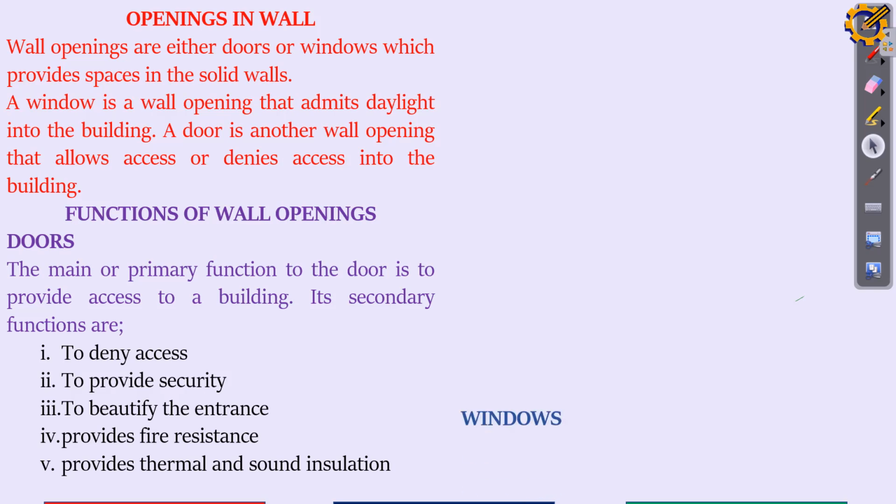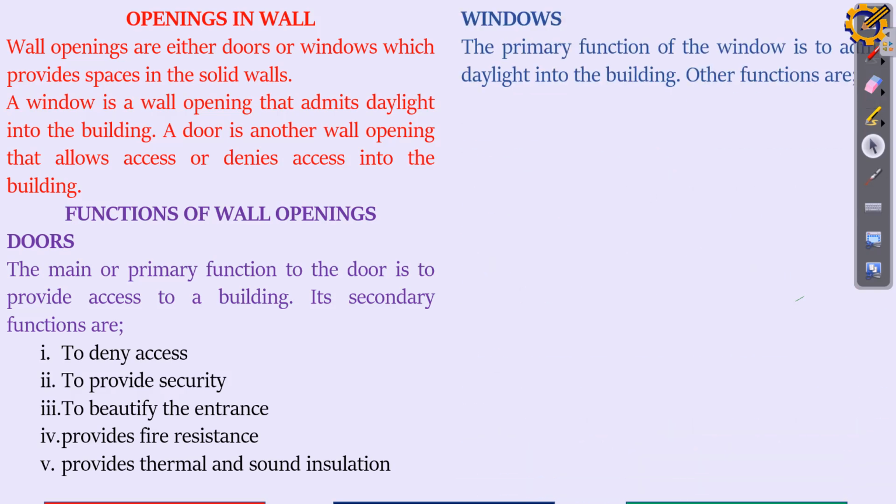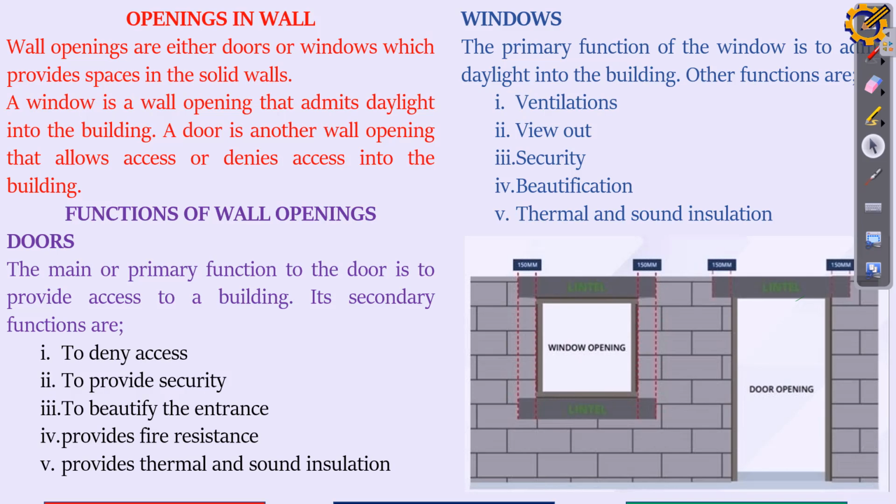Imagine. So we have the window. The primary function of a window is to admit daylight into the building. Other functions are ventilation, which is the passage of air, to have a view of the outside, security purpose, beautification, thermal and sound insulation. So that is a wall opening.